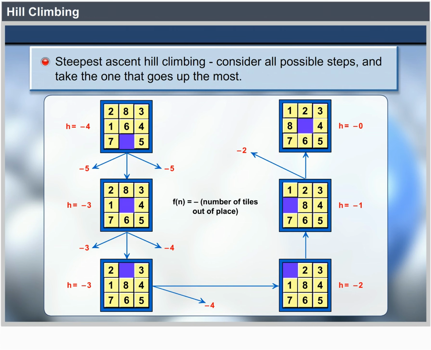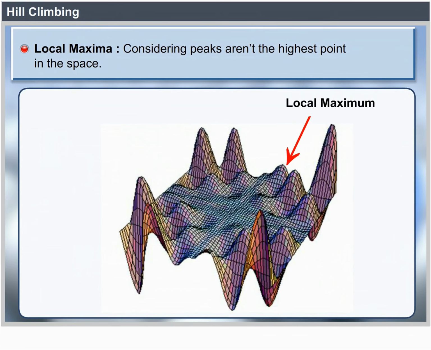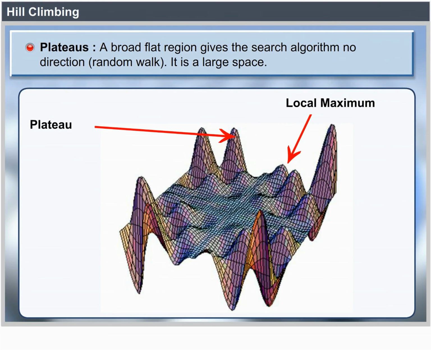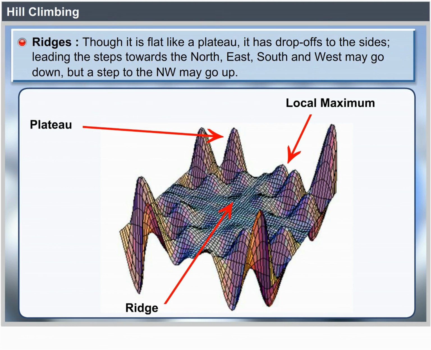Local maxima. Considering peaks that aren't the highest point in the space. Plateaus. A broad flat region gives the search algorithm no direction. Random walk. It is a large space. Ridges. Though it is flat like a plateau, it has drop-offs to the sides.